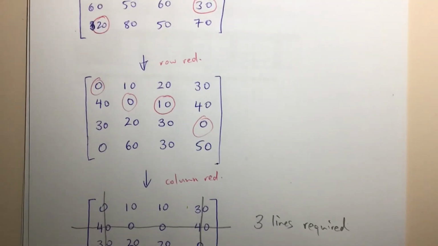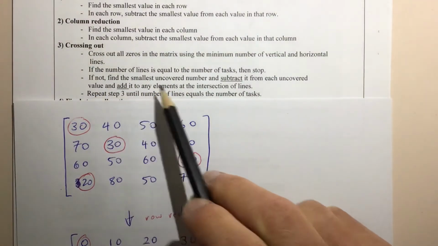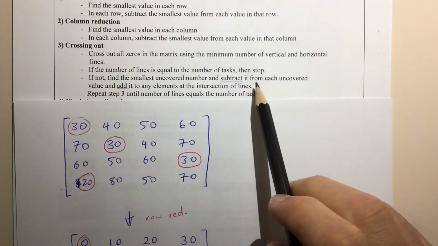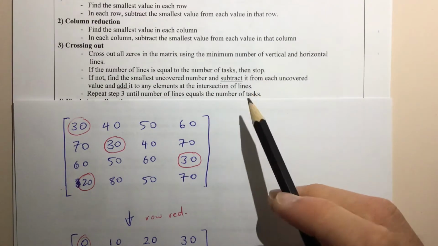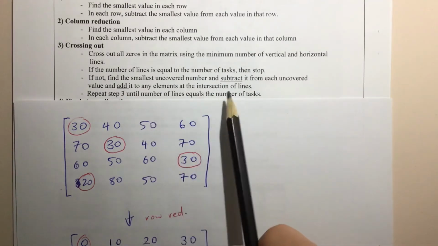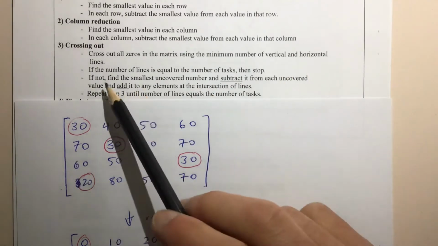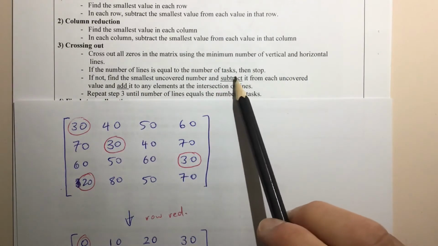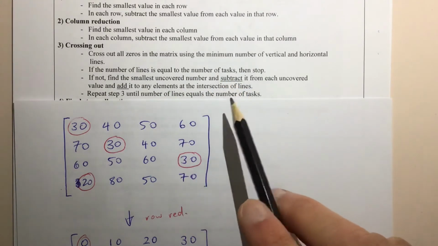So when we come back to this crossing out step, if the number of lines is equal to the number of tasks, then stop. And in this question, we've got 4 tasks to allocate. We've got 4 people and 4 tasks. Remember, it's a 4x4 matrix, so that reminds us there's 4 of them. So basically, what we have to do, excuse my dog, really sorry, is we actually have to keep going, because we were able to cross it out with 3 lines instead of 4.